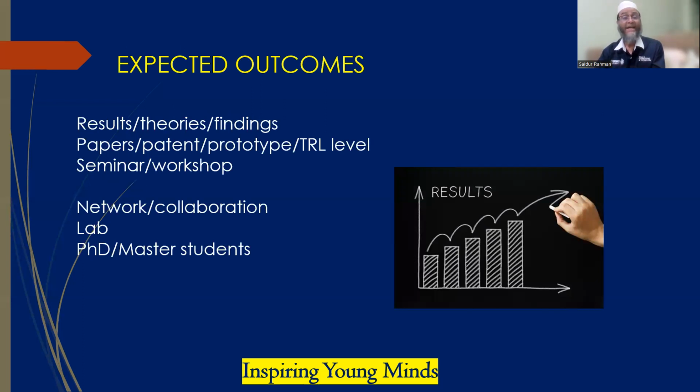So now the expected outcomes. Results, theories, findings. These are basically some of the expected outcomes. Some data, it can be a novel theory. These are also called the findings. You have to highlight and indicate them here, even though you don't know them yet.